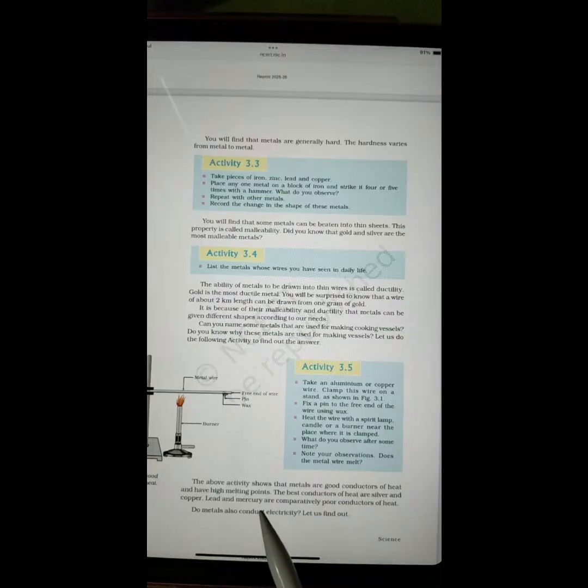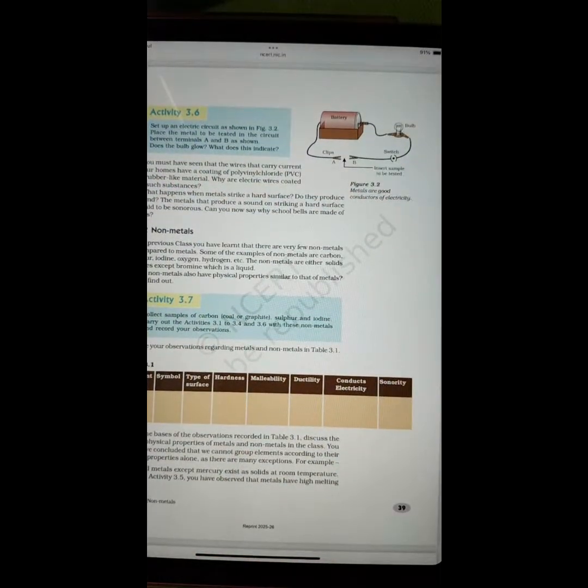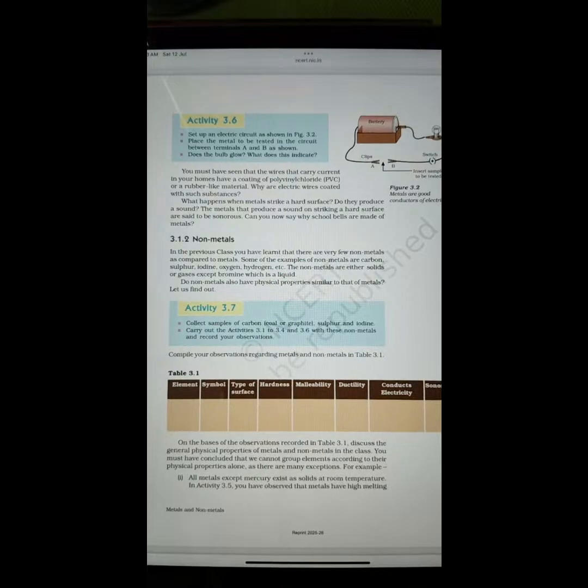The above activity shows that metals are good conductors of heat and have high melting points. The best conductors of heat are silver and copper. Lead and mercury are comparatively poor conductors of heat. Do metals also conduct electricity? Let us find out. Next page.